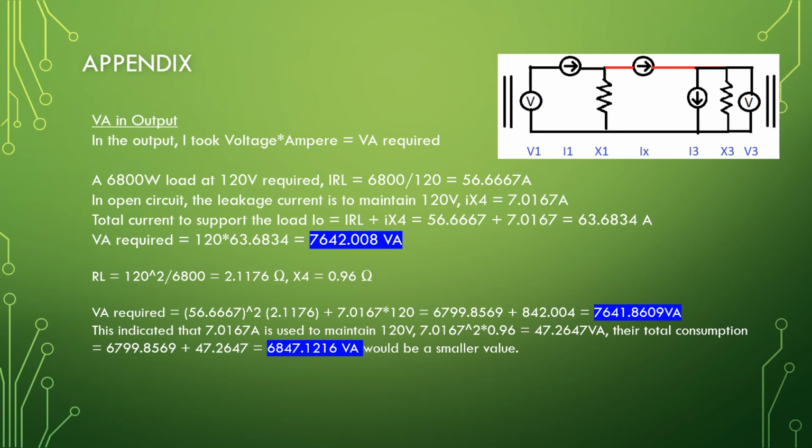7.0167 squared times 0.96 equal to 47.2647 VA. Their total consumption 6,799.8569 plus 47.2647 equal to 6,847.1216 VA would be a smaller value.